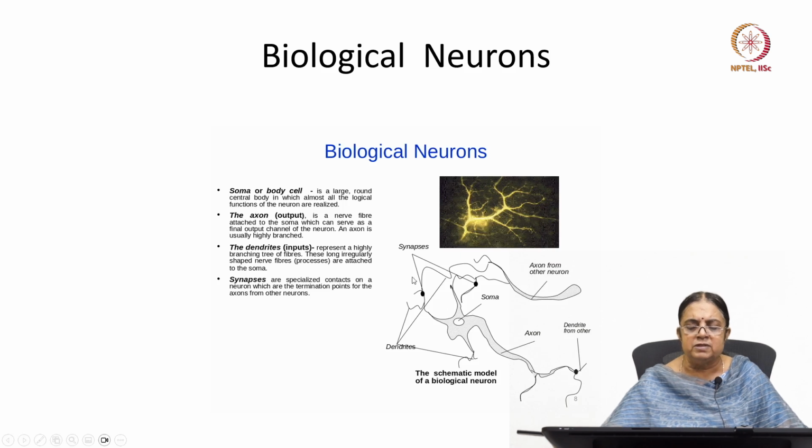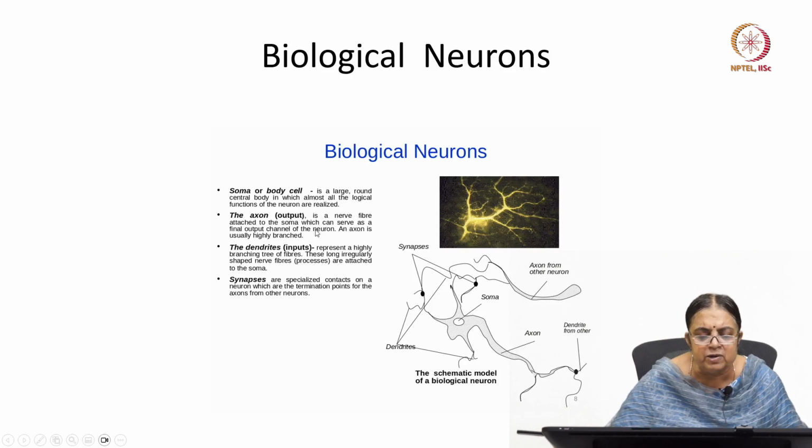So these are some of the important aspects of the biological neuron. You have the soma, or the cell body. This is the soma, the cell body, and the axon which goes out here. It's a nerve fiber attached to the soma which can serve as a final output channel of the neuron. And then you have the dendrites, which represent a highly branching tree of fibers. And then you have the synapse. So these are the synapses that you are finding.